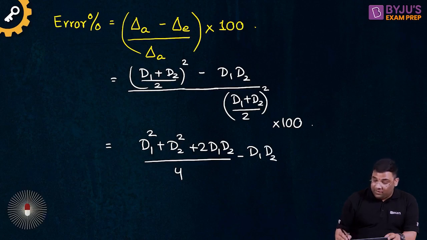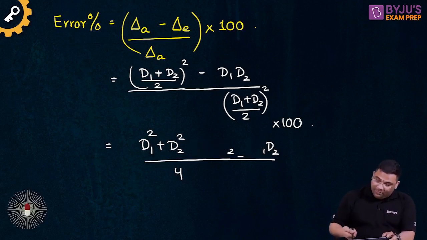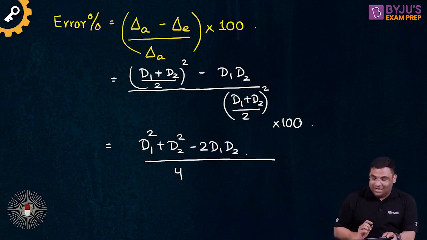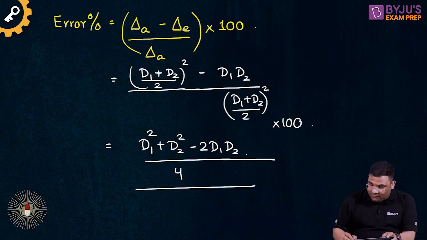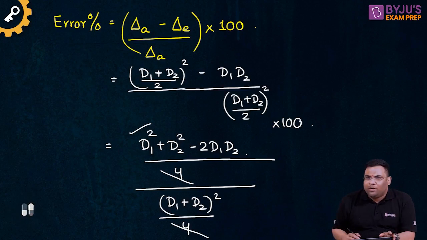Now you see this 4, if I take 4 common, this will become what? 4 d1 d2, right? Here, this will become 4 d1 d2. Now if you subtract this 2 d1 d2 minus 4 d1 d2, it will become how much? Minus 2 d1 d2, right? Now see, and denominator we have what? d1 plus d2 whole square, and then 2 square is 4. This 4 gets cancelled. What is this? This is d1 minus d2 whole square, right?